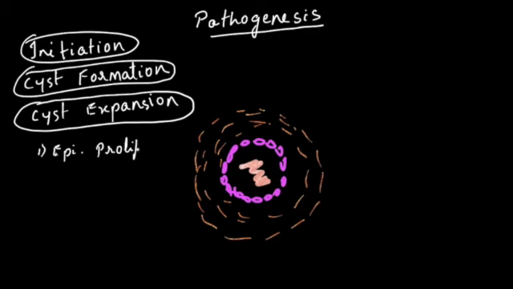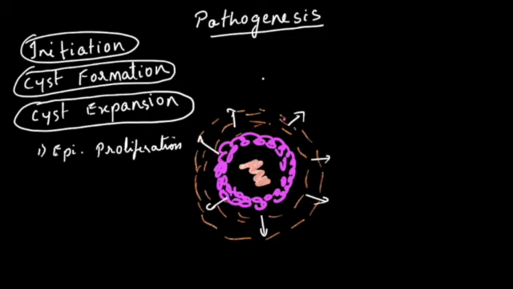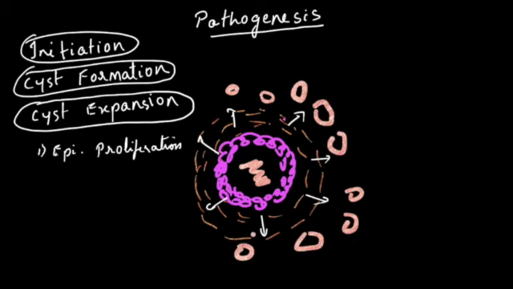First is the epithelial proliferation. Here, because of the persisting inflammation, the epithelium continues to proliferate, which exerts pressure on the surrounding bone. And here, this is the surrounding bone, alveolar bone. These are the bone marrows. And this bone, because of the pressure from inside, will undergo resorption.